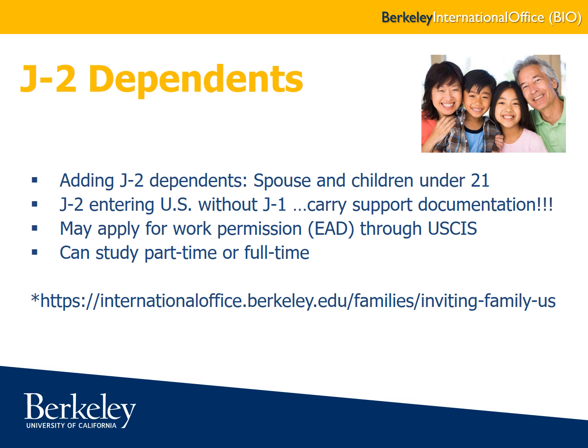A legally married spouse or child under the age of 21 may hold J2 status. Even if you did not bring your spouse or child with you on this trip, they may be added as a J2 dependent if they wish to come later in your program. If a J2 dependent will be entering the U.S. without the J1, they should carry support documentation such as copies of the J1 DS 2019, passport and visa stamp, in addition to their J2 documents.